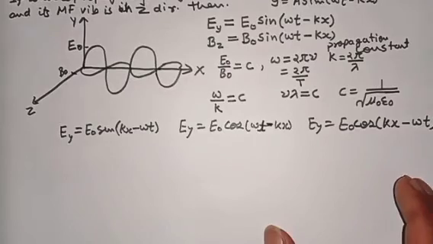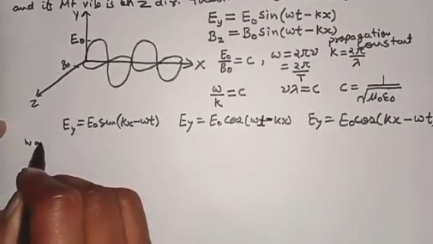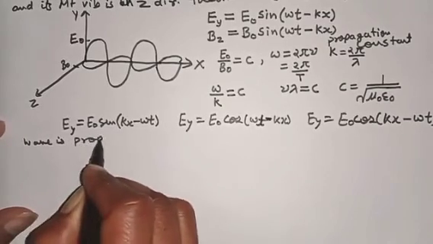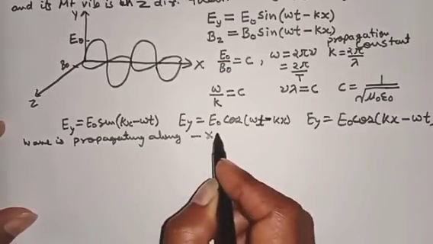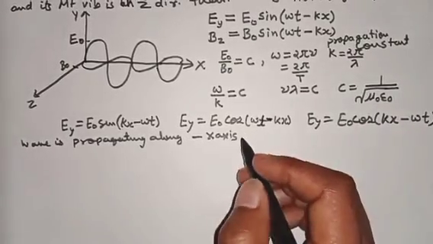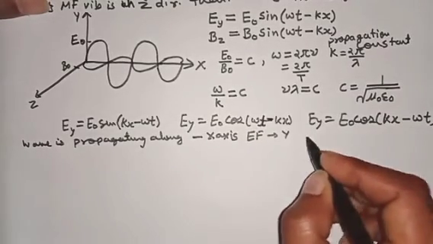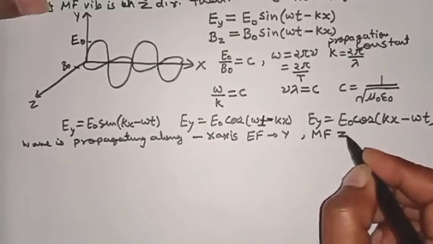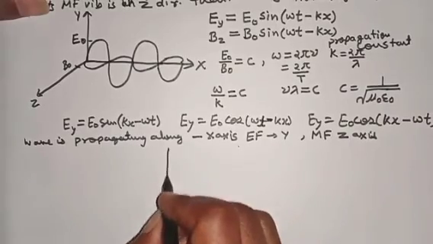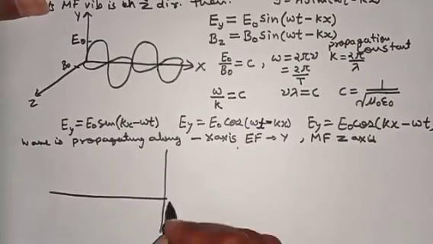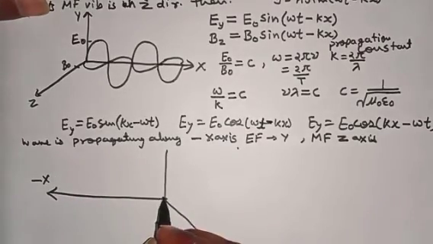Now let us suppose the wave is propagating along the negative x-axis, and the same electric field is along the y-axis and the magnetic field is along the z-axis, then it will look like this. It is going toward the negative x-axis, nothing else will change.